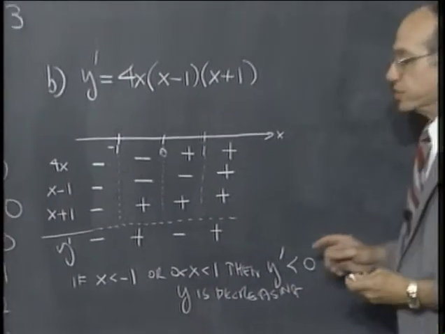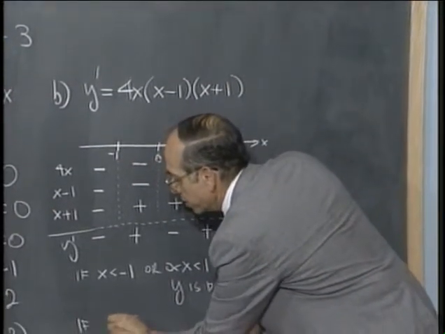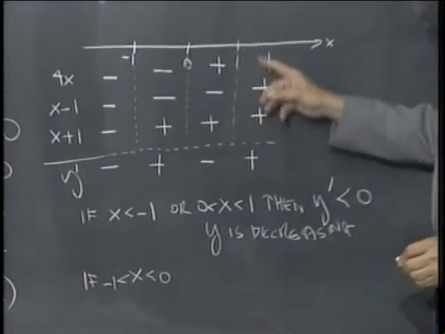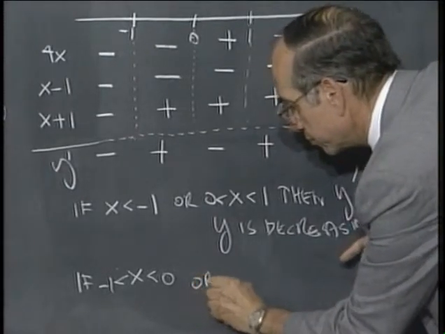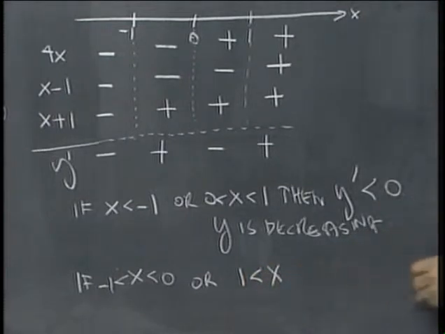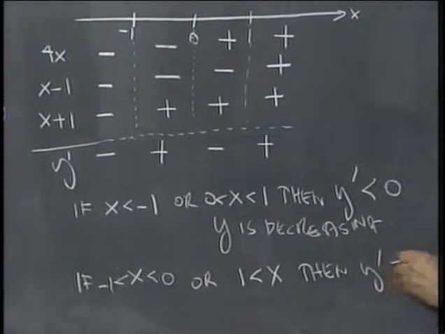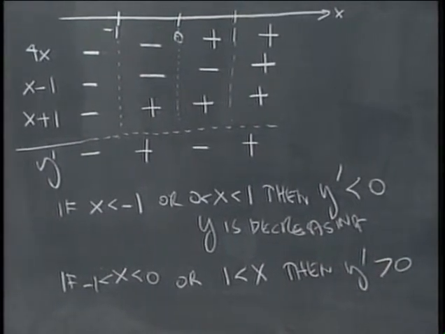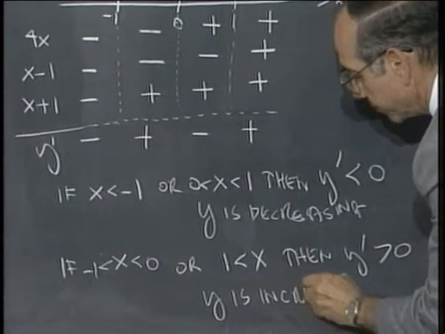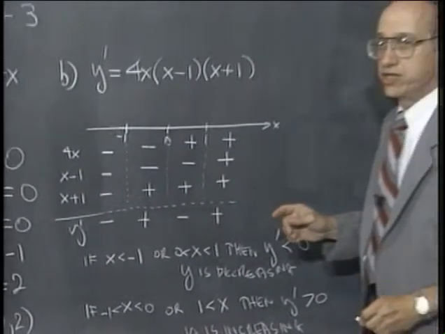In the other two regions, that is, if x is between minus 1 and 0, or if x is greater than 1, then y prime is greater than 0, and in those two regions, y is increasing. Now that's a lot of information to have about the relationship.